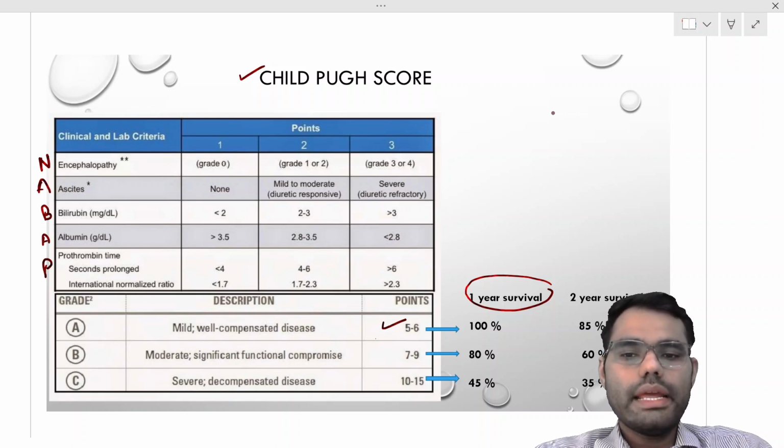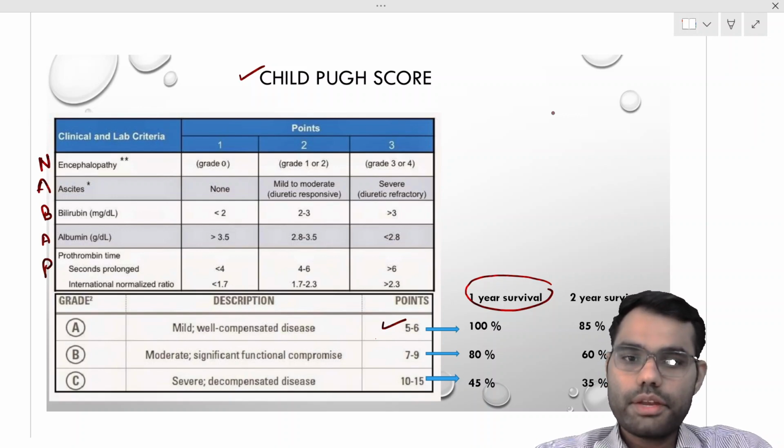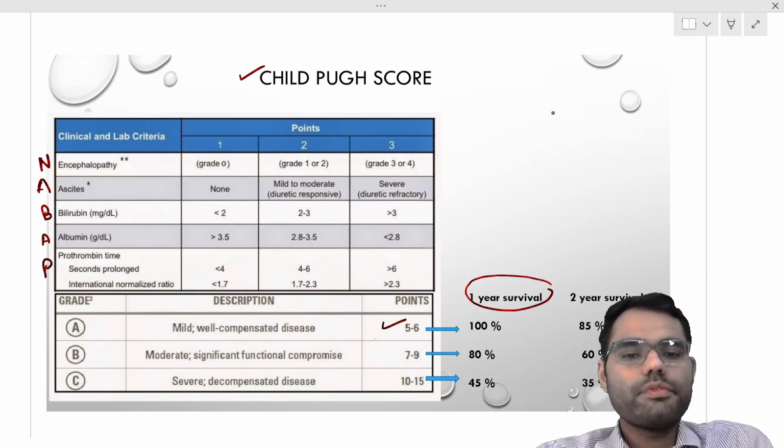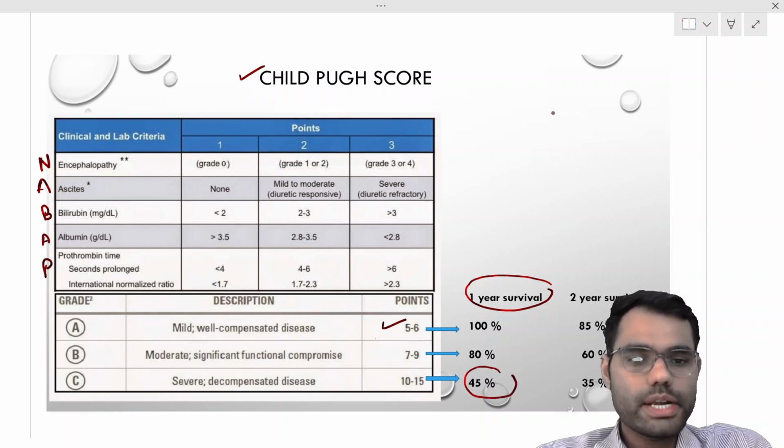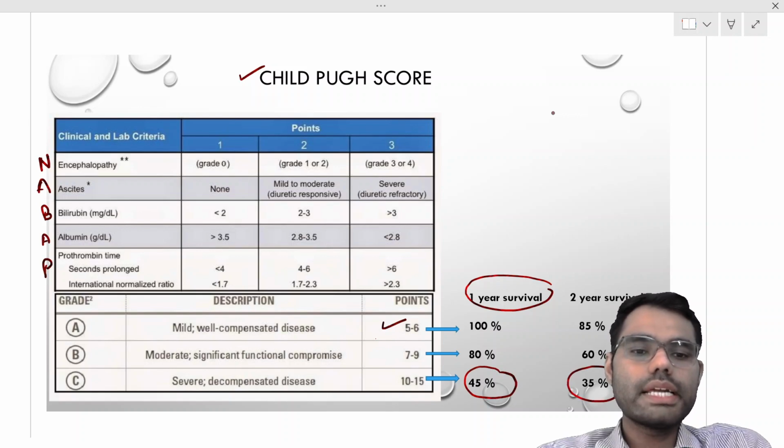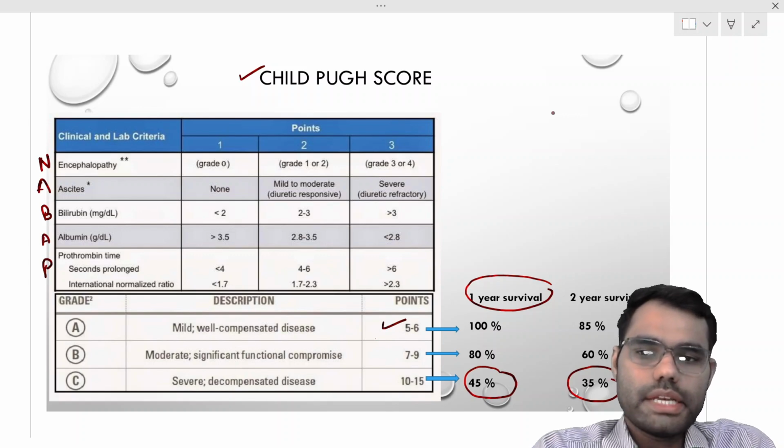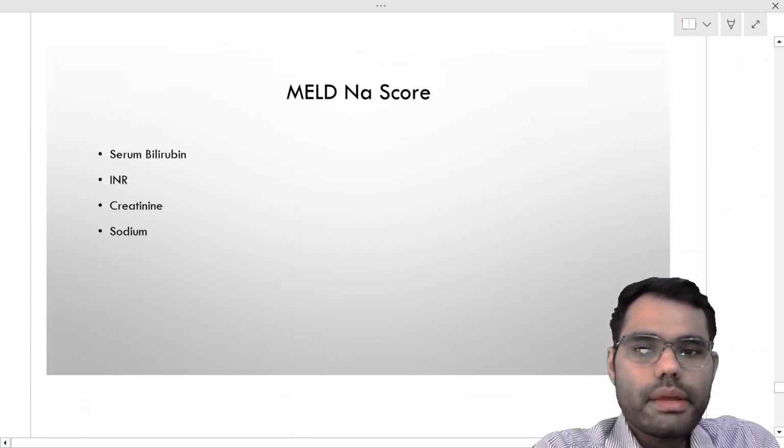For example, Child A would carry a 1-year survival rate of 100% and a 2-year survival rate of 85%. But Child C has a 1-year survival rate of just 45% and a 2-year survival rate of just 35%. Right. So this is the Child-Pugh score that we must know when we diagnose a patient with chronic liver disease. Now, coming to the MELD score.